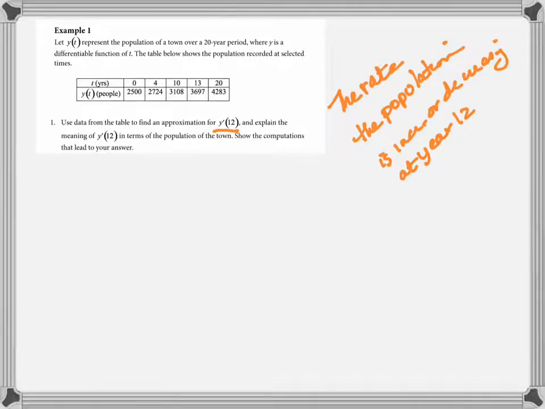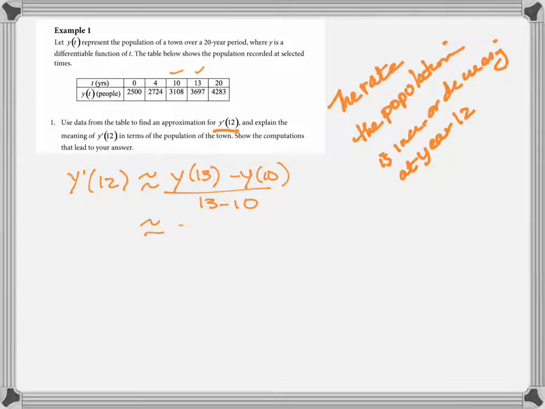Now, let's calculate it. So how do you do y prime of 12 when you're just given data? The only way you can do it is using the average rate of change. Y prime is the rate of change, but we can't take the derivative of data, so we have to use the surrounding numbers, and we usually go to the one above it and the one below it. So we would say y prime of 12 is approximately equal to y of 13 minus y of 10 over 13 minus 10. And if it's an FRQ, make sure you write that out. That'll probably give you a point. And then you have to calculate it.